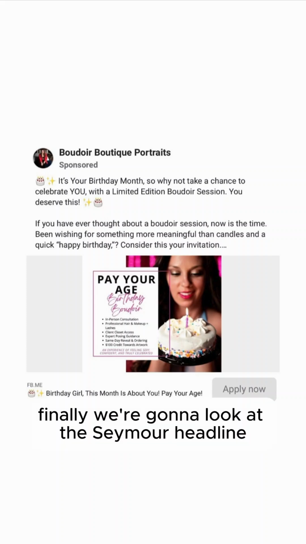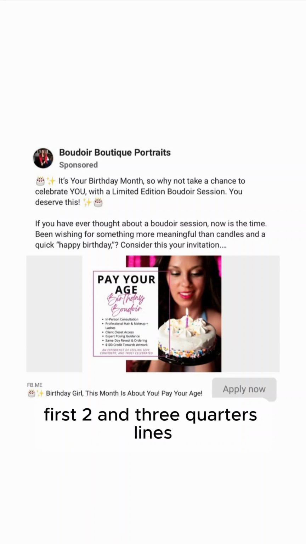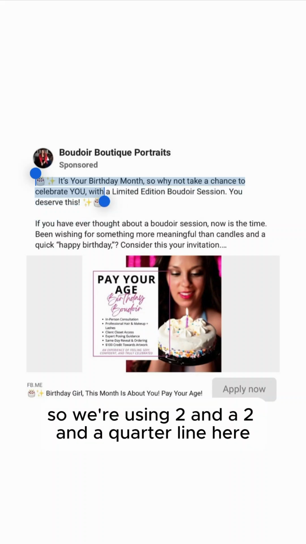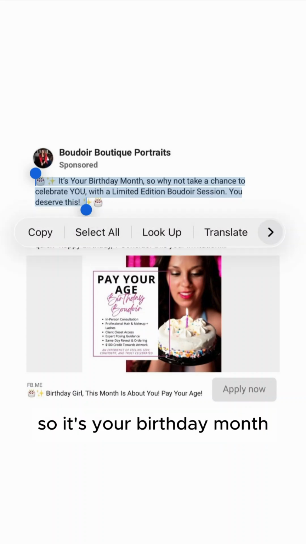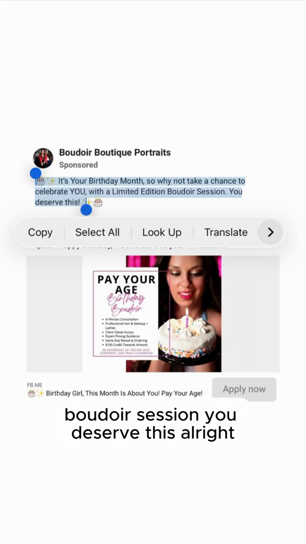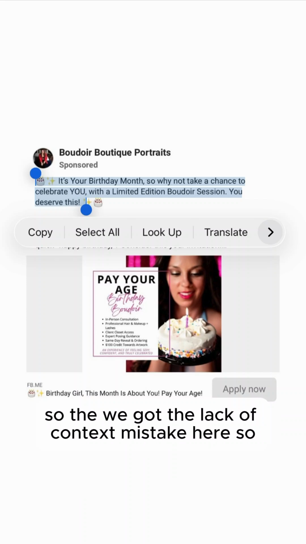Finally, we're going to look at the See More headline, the first 2 3/4 lines of the Facebook mobile news feed. So we're using 2 1/4 lines here. "So it's your birthday month, so why not take a chance to celebrate you with a limited edition Boudoir session? You deserve this." All right, so we've got the lack of context mistake here.